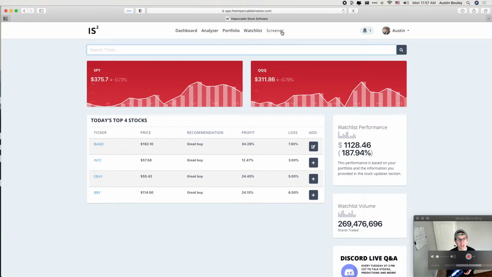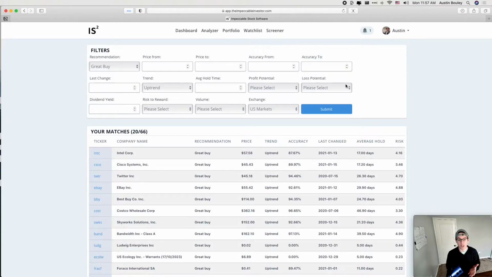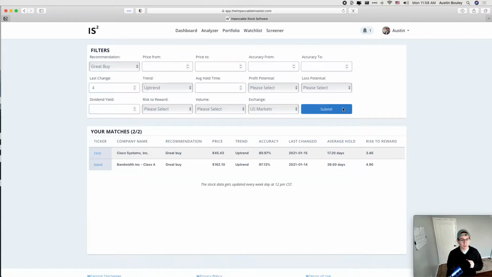So the first thing they do is, again, they go to the screener section, and they're looking for great buy stocks that have just become great buys in the last, let's say, 3 days, right? So they're looking for stocks that are likely to explode, and they take advantage of those moves. So what's happening here is they're doing it like this. They go to great buy, they go to last change, meaning when did it become a great buy? So for instance, if I put in 4, that means it's going to find stocks that became a great buy in the last 4 days.